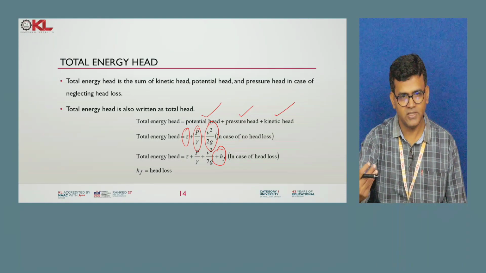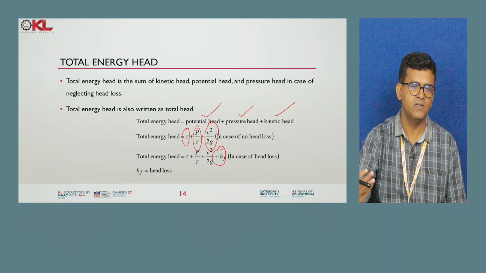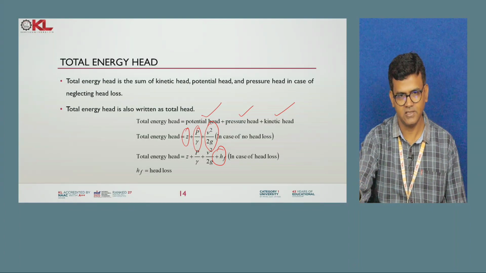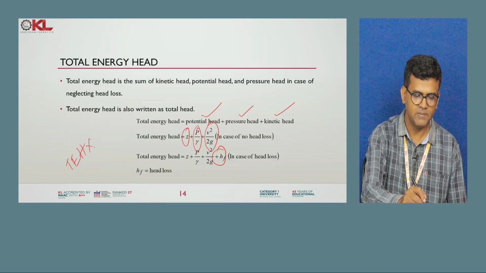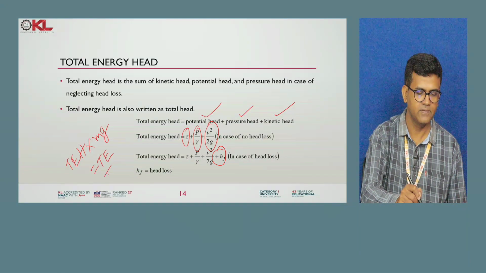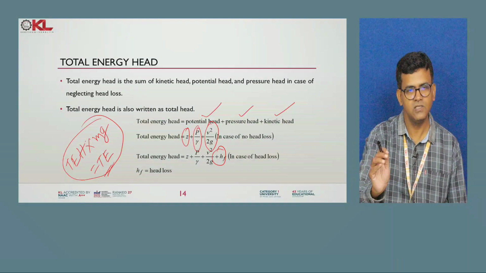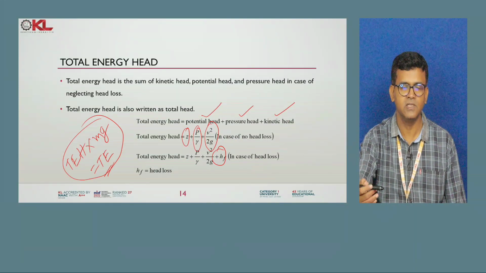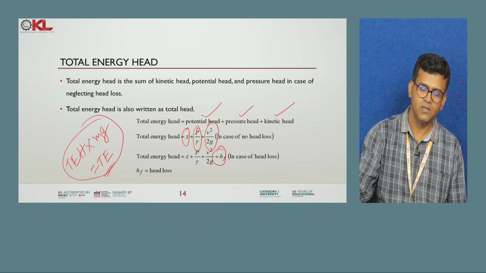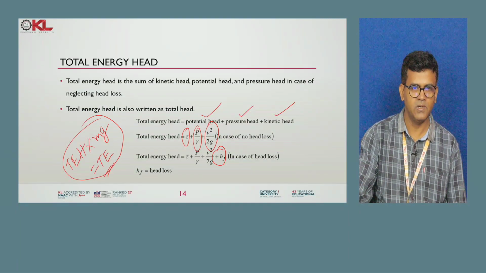You can convert the total head into energy by multiplying by the weight of the fluid. If you know the total energy head, then multiplied by the weight of the fluid, you will get the total energy. That means head is easy to measure, that's why energy is represented in terms of head. So this is how we can write the Bernoulli's equation.